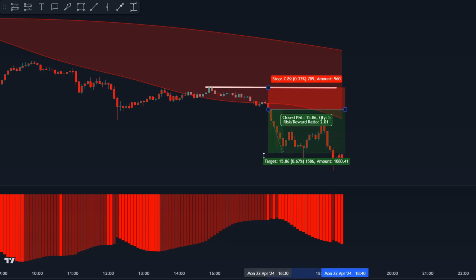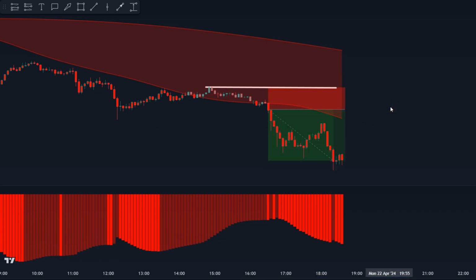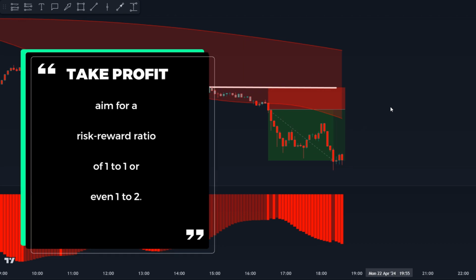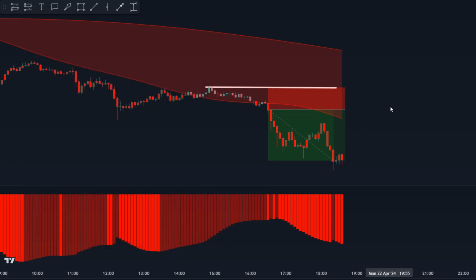Finally, let's talk about taking profits. A good rule of thumb is to aim for a risk-reward ratio of 1 to 1 or even 1 to 2. Imagine setting your profit target at least twice as far away from your entry point as your stop loss is. This way, even if the market doesn't plunge as much as you thought, you can still come out ahead.